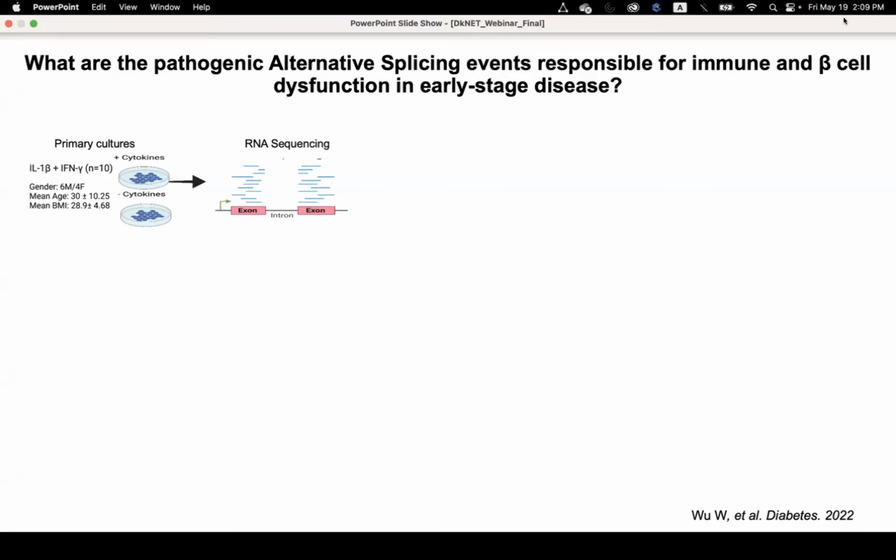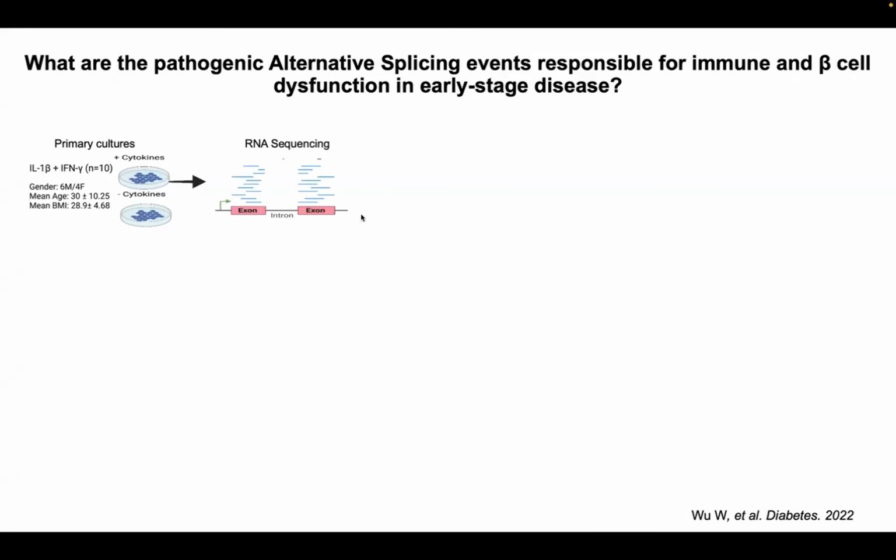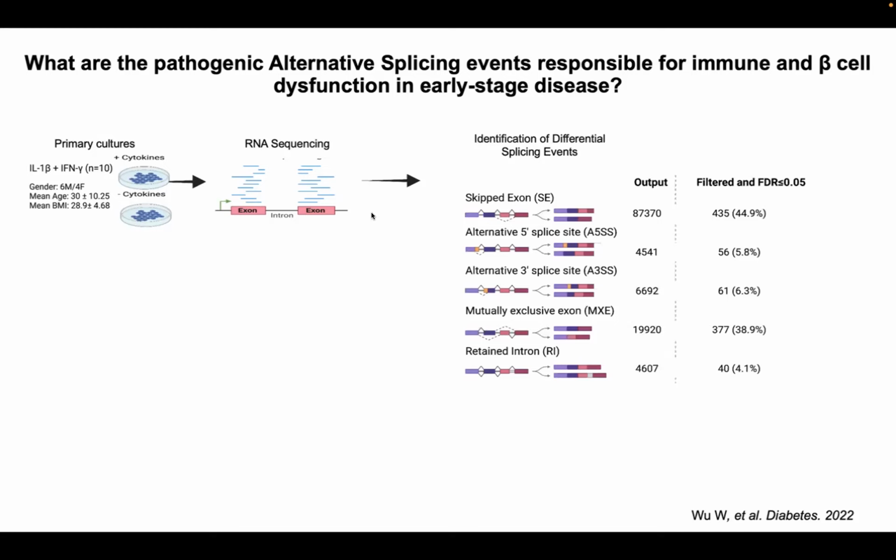In this project, we are very focused on alternate splicing. We asked what the pathogenic alternate splicing events responsible for the immune and beta cell dysfunction are. By utilizing rMATS to detect splicing events, we found 5 different categories in total. After cytokine treatment, even with a very stringent threshold, we were able to find a widespread abundance of differential splice events. Among them, the top category is skipped exon, and the second is mutually exclusive exon.